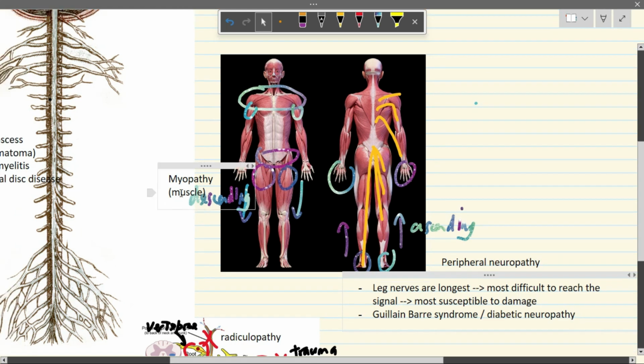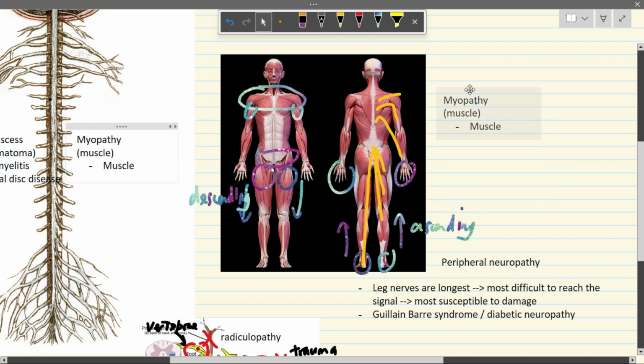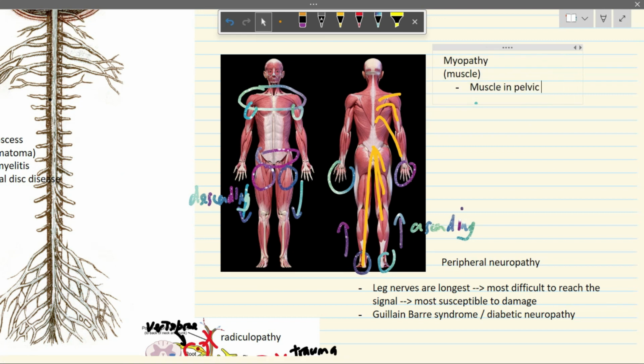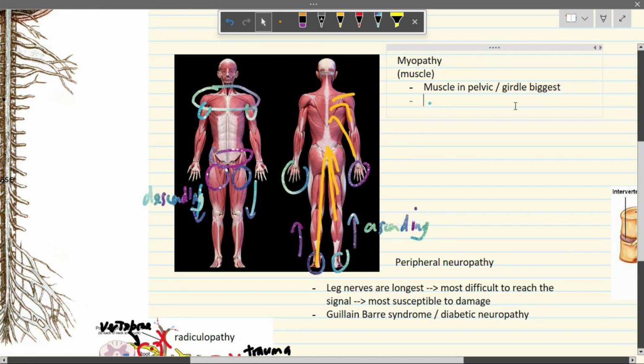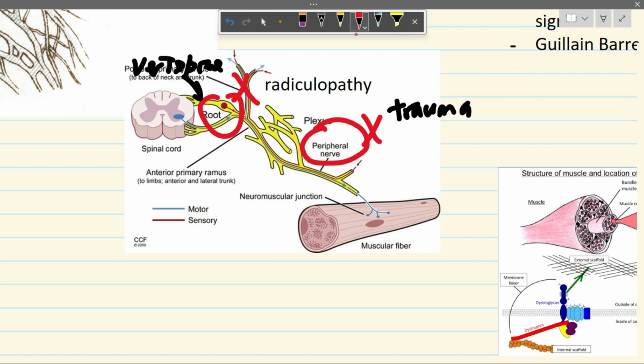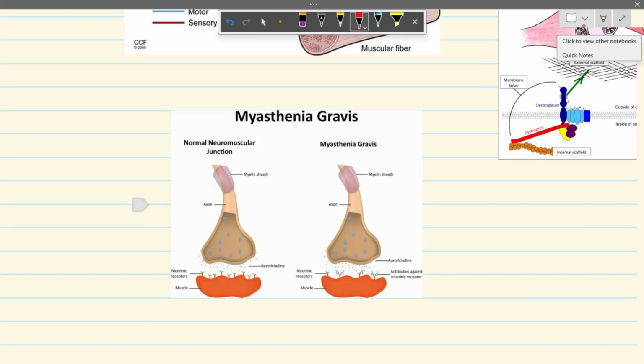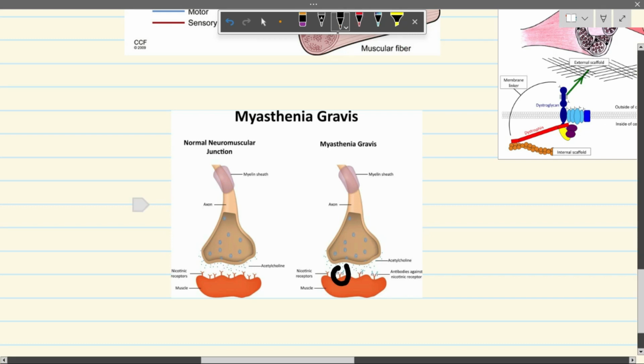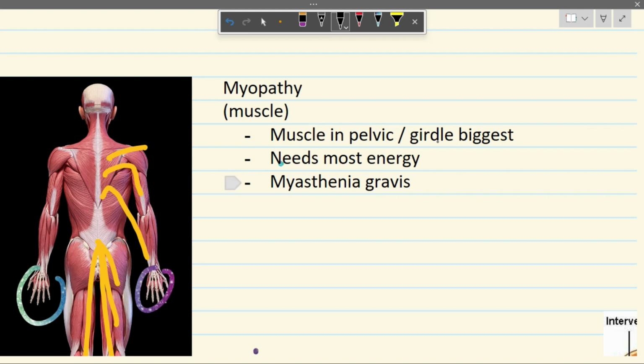And then for our descending weakness, the muscles in our pelvic region or shoulder girdle region are the biggest. So they're going to need a lot of energy compared to other muscles in our body. That is why in some diseases like myasthenia gravis, so this is the neuromuscular junction. In myasthenia gravis, there will be antibodies that bind to the muscle receptors, causing the acetylcholine to be unable to bind to them. So when those muscles don't receive enough stimulation, they're going to have weakness.